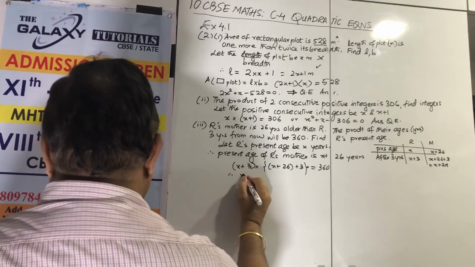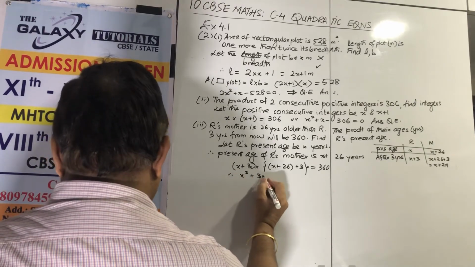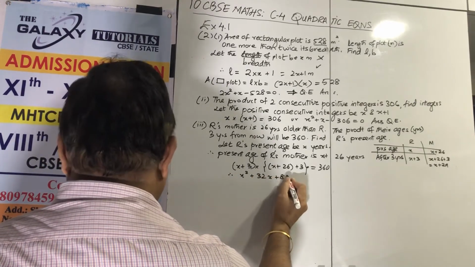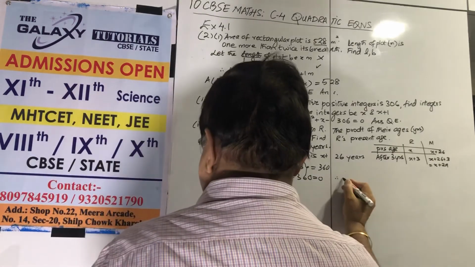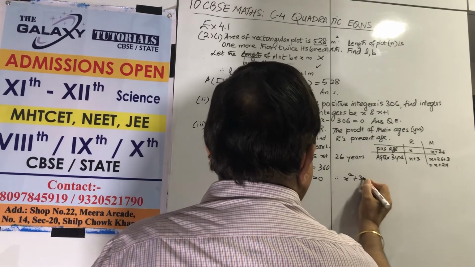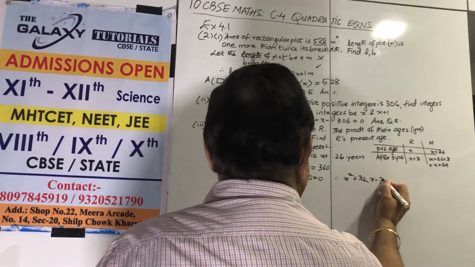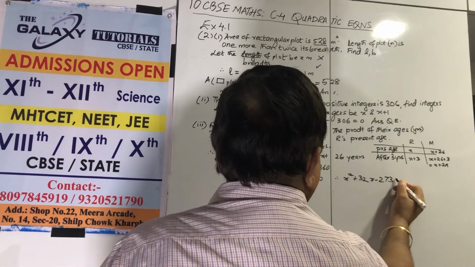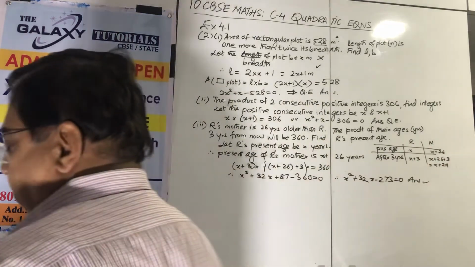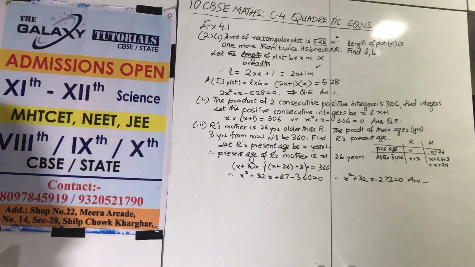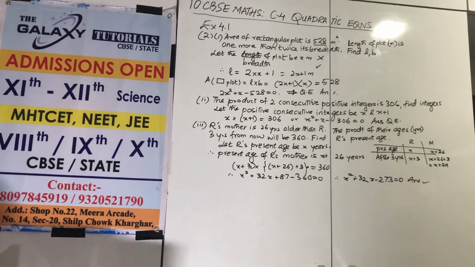Therefore, open the brackets: x square plus 32x plus 87 minus 360 is 0. Therefore, x square plus 32x minus 273 is 0 is the answer. This is the quadratic equation. That is how to do the sum. Have a look. Okay, sum number 3.